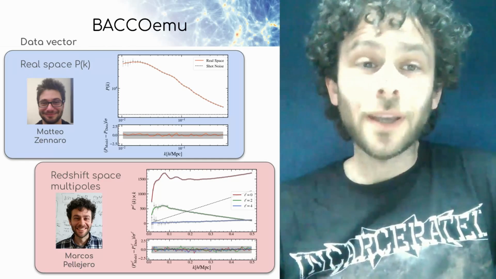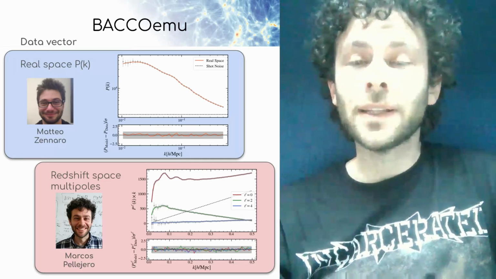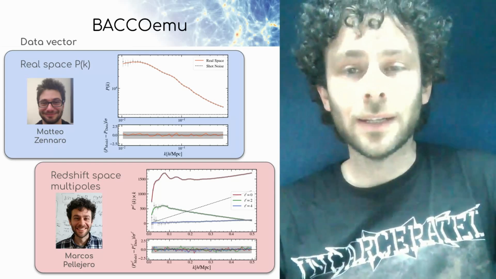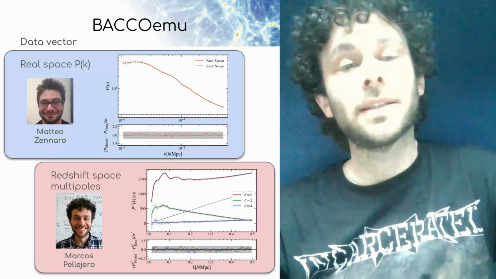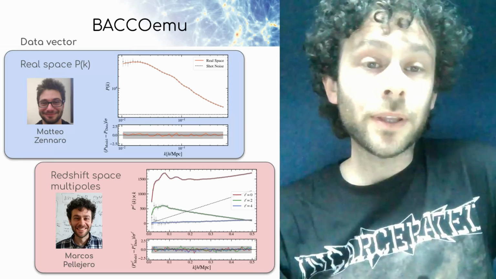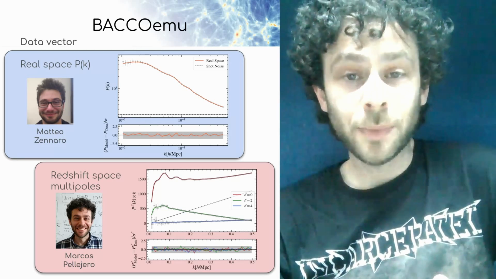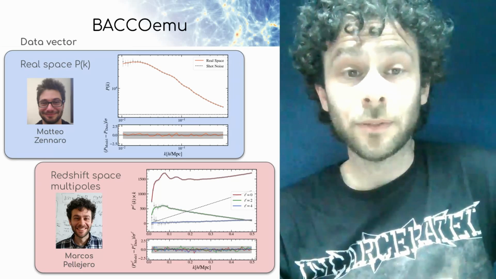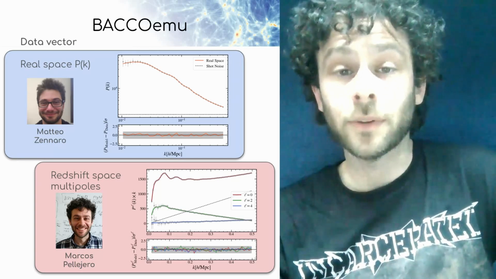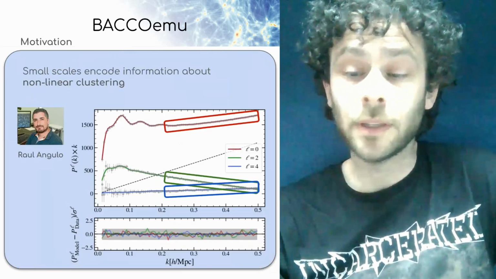Hello, my name is Marcos Pellejero, and I am the team coordinator of the BACCO analysis, composed by Raúl Angulo, Matteo Zennaro, and myself. In this work, we used the power spectrum for real space and the power spectrum multipoles for redshift space to extract information about the cosmological parameters from the Beyond 2-point challenge.